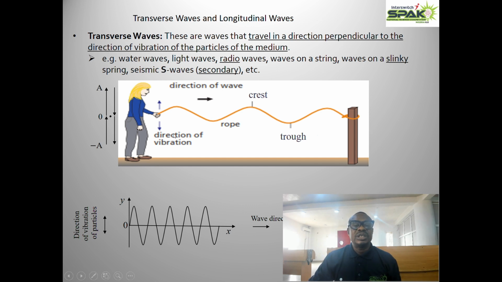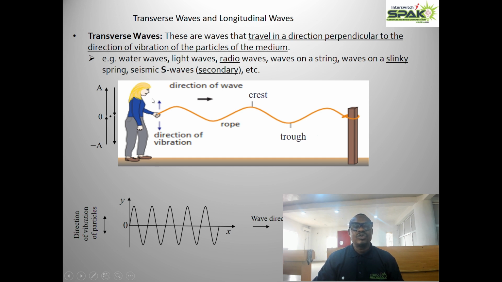So this vertical direction is the direction of vibration. Then the horizontal is the direction of wave. I can see here that the direction of vibration and the direction of wave are perpendicular, at right angles to each other. So when you describe such a wave in which the direction of vibration is perpendicular to the direction of wave travel, such a wave is said to be a transverse wave.